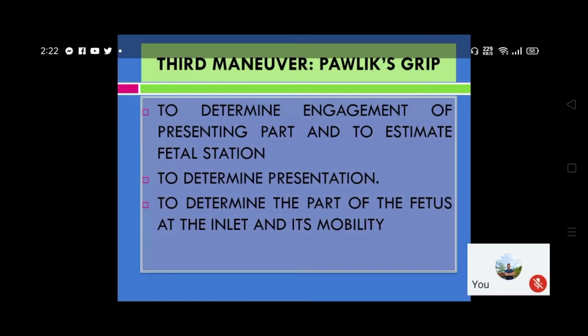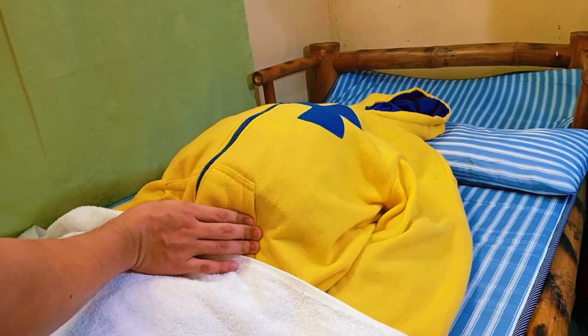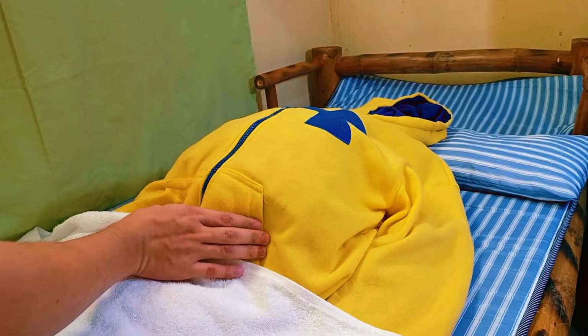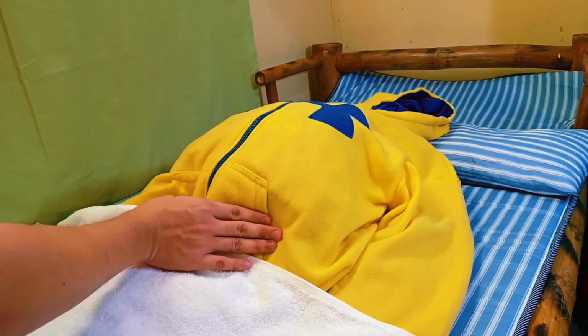The third maneuver, also called the pollex grip, is used to determine engagement of the presenting part and to estimate fetal station. It is also used to determine presentation and the part of the fetus at the inlet and its mobility. Grasp the lower uterine segment with thumb and fingers. Identify the presenting part and determine the mobility of the presenting part.